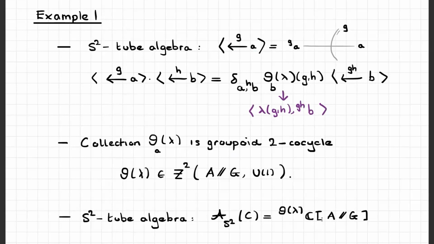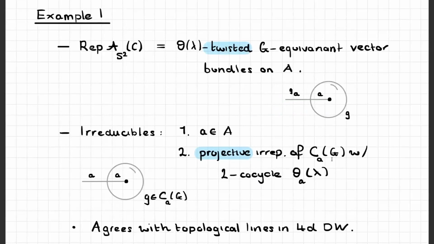Except here, the groupoid is the groupoid for G acting on A. Again, that's a fairly explicit thing, and you can classify the irreducible representations. There's a nice way to think about them geometrically in the same way that we did before. Namely, you think about them as G-equivariant vector bundles on A. We've got a vector space of local operators attached to each line A, and they're acted upon by G. And that action is twisted by this two co-cycle.